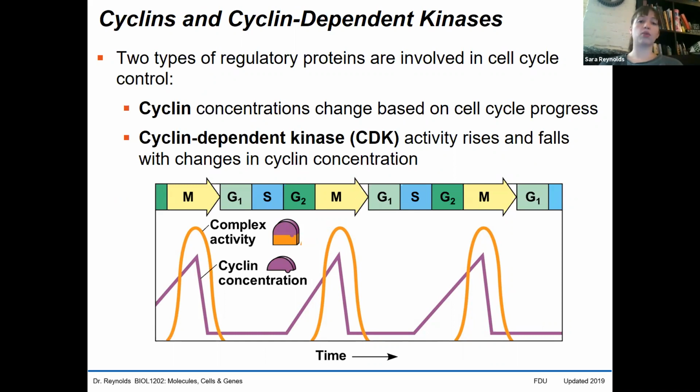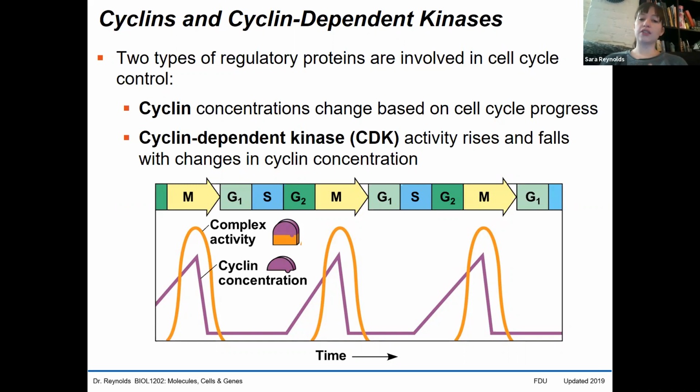These are extremely important in this traditional G1, G2, and M checkpoints. Cyclin concentrations change based on cell cycle process. As you get progressively farther through the cell cycle, you're going to see the accumulation of cyclin. In this graph it is shown in purple. This particular cyclin is going to accumulate after the replication of DNA in the S phase. So these are accumulating during G2 phase and into the start of M phase.